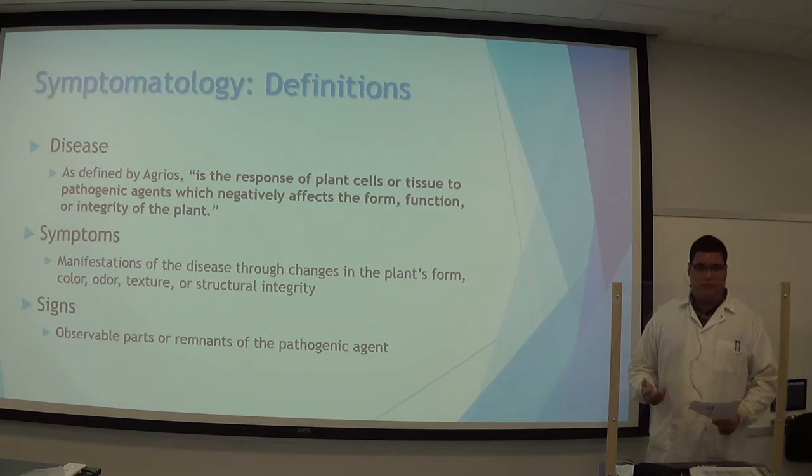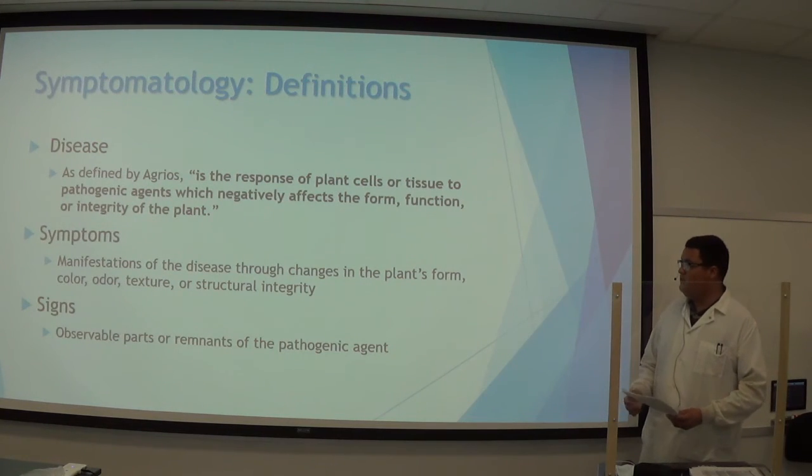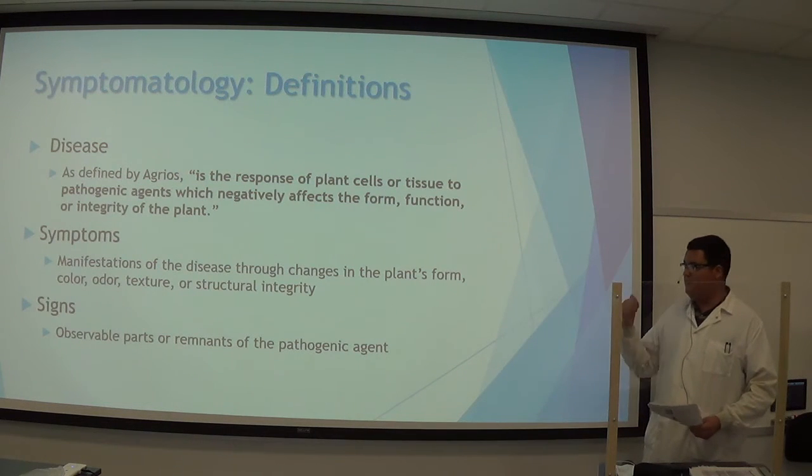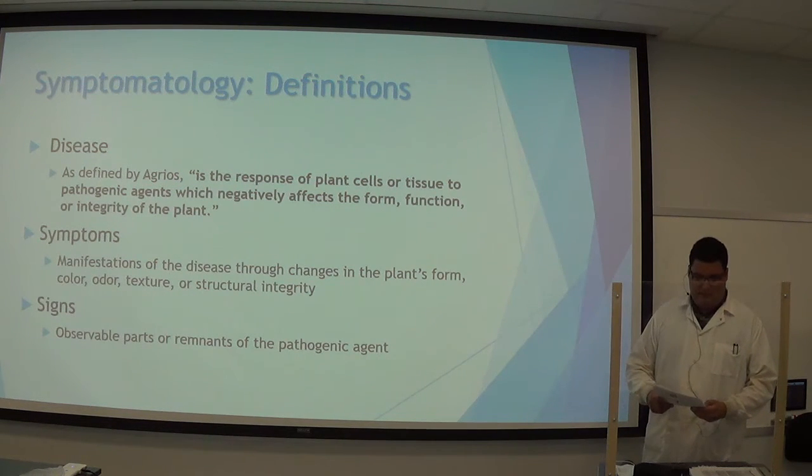But in order for a disease to be established, there needs to be both signs and symptoms, although you can't always see signs. There's always going to be symptoms. You're always going to be able to tell if a plant is diseased or not if it's displaying symptoms. You guys have seen all this before, especially with Sheila's presentation.